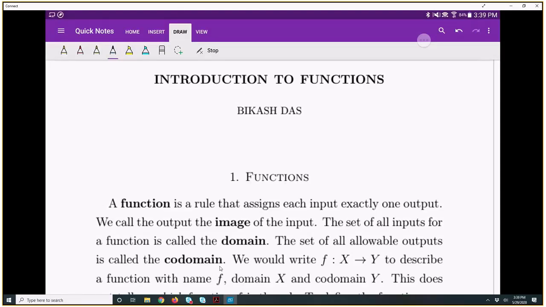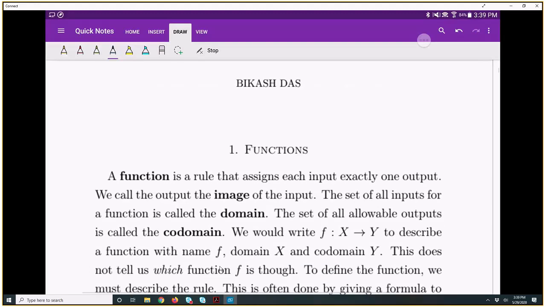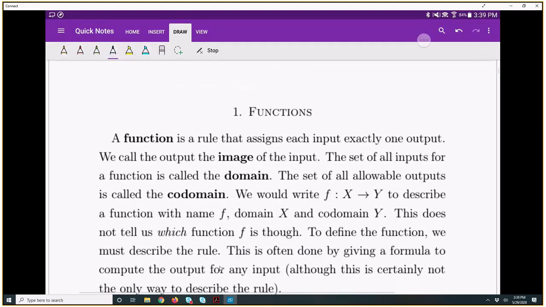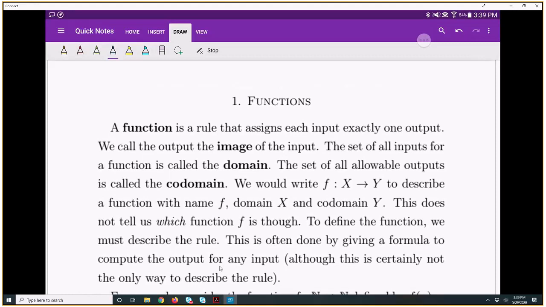This lesson will be an introduction to functions. A function is a rule that assigns each input exactly one output. We'll call the output the image of the input. The set of all inputs for a function is called the domain.